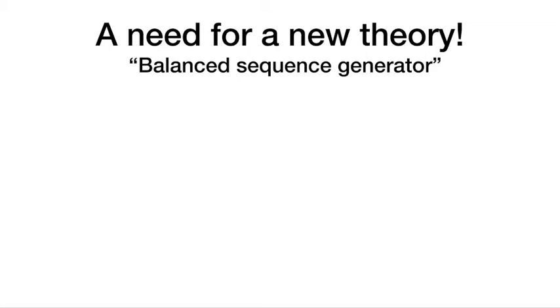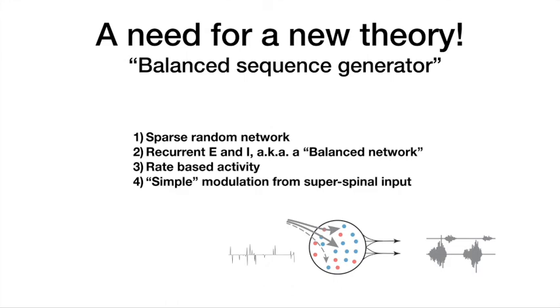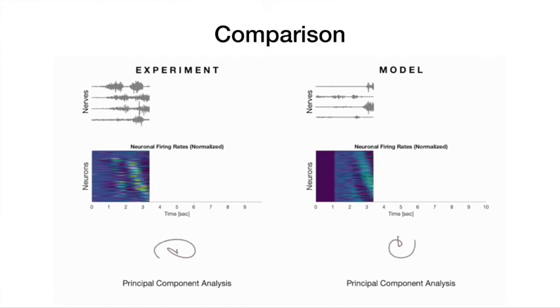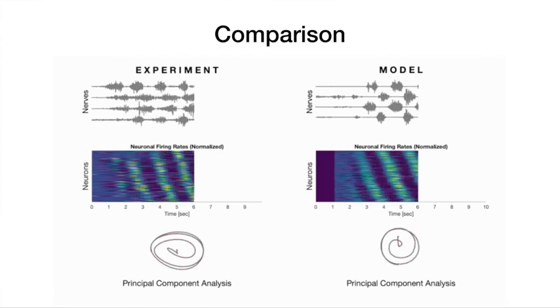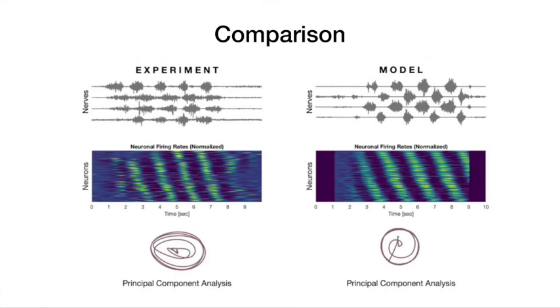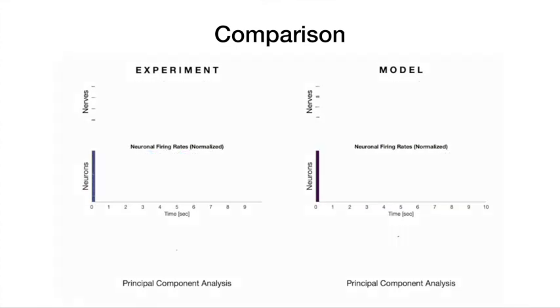So there's a need for a new theory, and we have conceived a new theory which we call the balanced sequence generator. It's basically based on sparse random networks that consist of recurrent excitatory and inhibitory neurons in a balanced network. And we implemented it in models where we use rate-based activity. And the network is activated by simple modulatory input from, say, a supraspinal center, or it can also be sensory input. So here is shown an experiment on the left, similar to what I showed earlier, and then a model implementation on the right. And what we notice from such a simple network is that it's executing rotational dynamics, very similar to what we see in experiments.